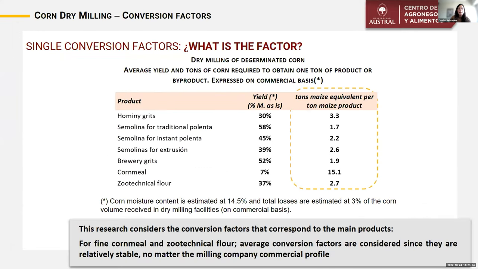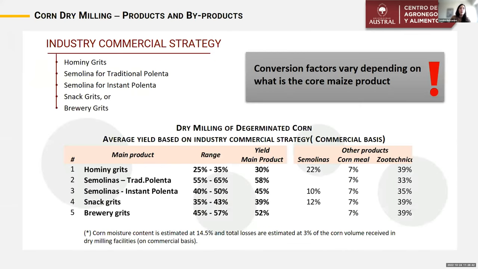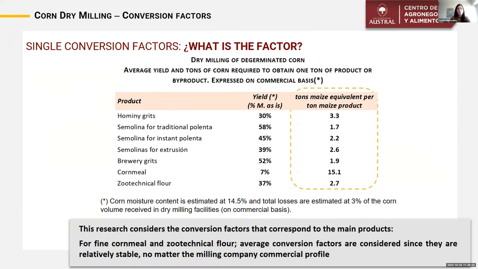What we decided is that we would take the yields to estimate the conversion factors from the industry that was producing those products as a main product. For instance, the yield of the hominy grits is the yield of the industry that has hominy grits as a core product, the same as semolinas and technical flour. So what resulted here is that, to get a ton of hominy grits, we would need 3.3 tons of corn. In the case of brewery grits, we would need almost 2 tons of corn. And in the case of technical flour, that would be 2.7 tons of corn.